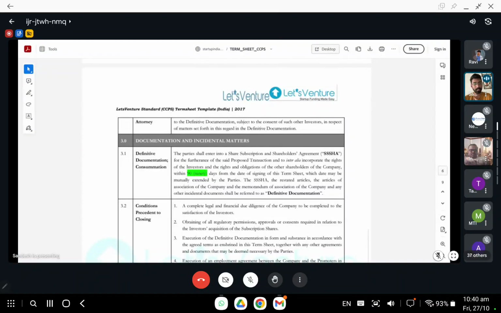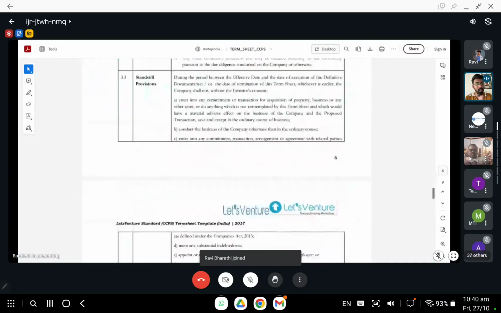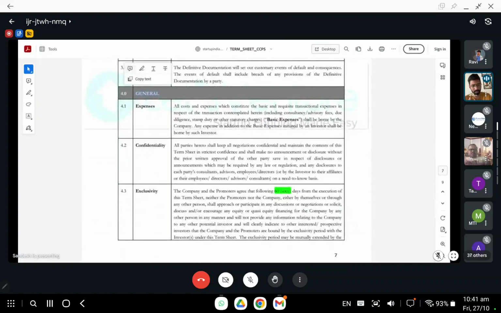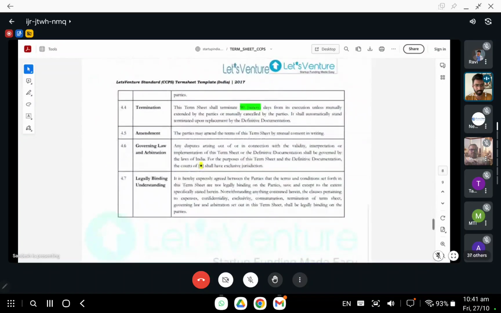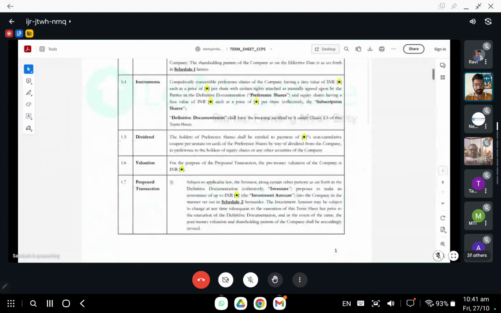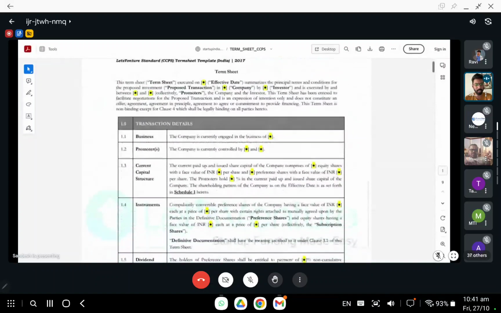Of documents will be there, what kind of conditions to fulfill. And then lastly, they will have general clauses on confidentiality, exclusivity, and things like that. All right. So this is how it would look like.